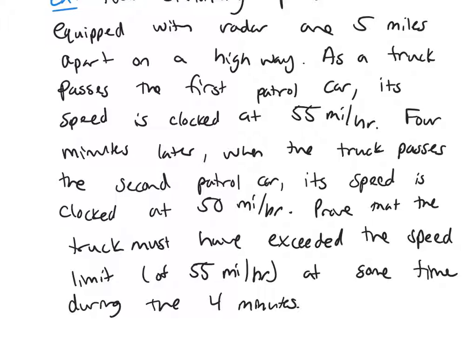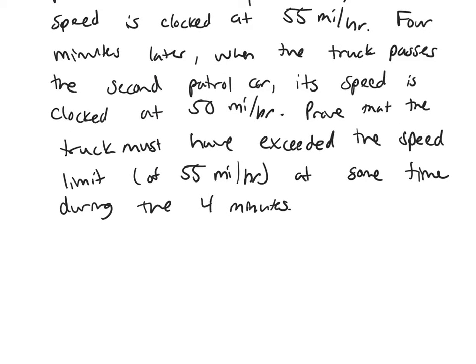Prove that the truck must have exceeded the speed limit of 55 miles per hour at some point during the 4 minutes. So some point between these two patrol cars, the truck was speeding, but then slowed down before it got to the second patrol car. So we're working with time here.